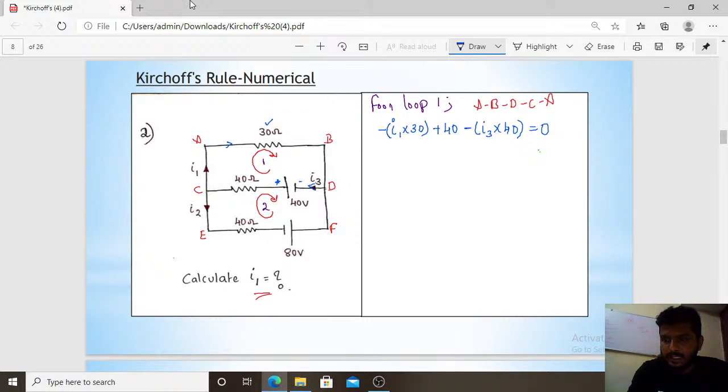If you have any doubts regarding this, please ask me in the comment section. I will surely clarify that. So I will sort this out: that is nothing but minus 30 I1 plus 40 minus 40 I3 is equal to 0. So I can write 30 I1 plus 40 I3 is equal to 40.